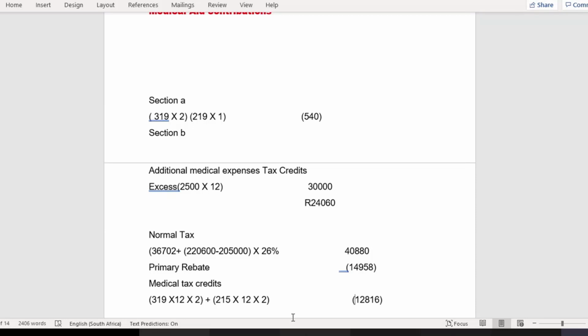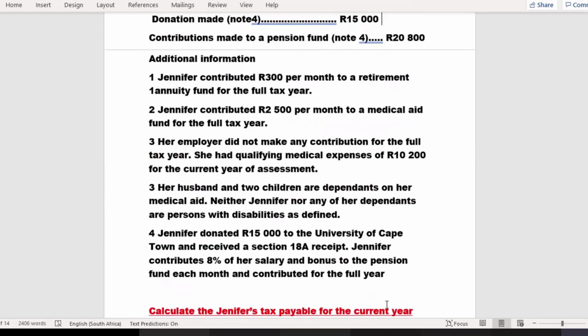So your additional medical tax credit. Any idea? But let me go back up to the question. You remember the contribution that this lady made, 2,500 rand. You said it's 30,000 rand, right? As an additional medical, you said multiply by 12 gives you 30,000 rand. Am I correct? Yes, you're correct.